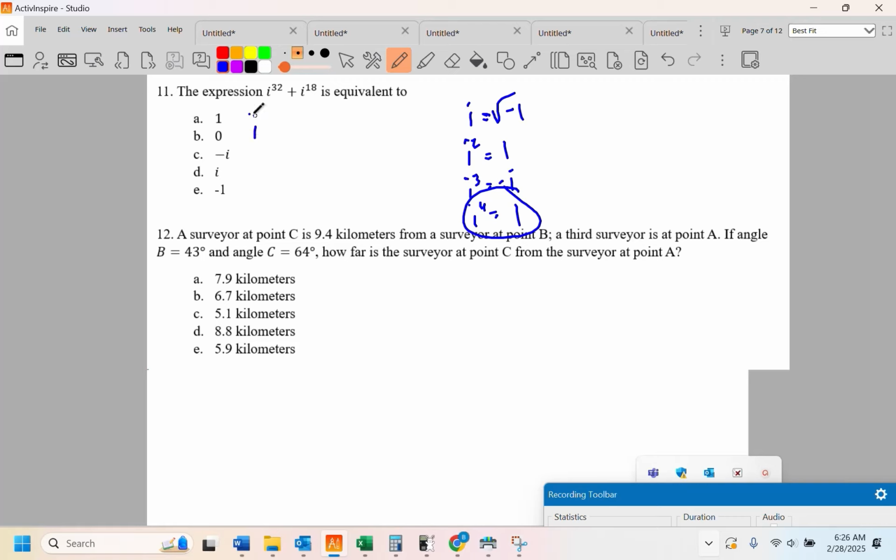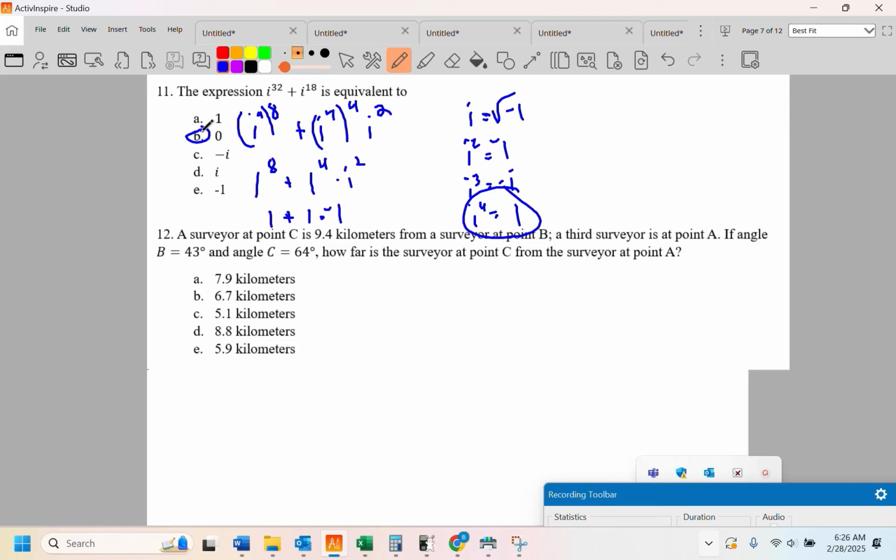i to the 32nd is i to the 4th written 8 times. i to the 18th is i to the 4th written 4 times, followed by an i squared, because 4 times 4 is 16, plus 2 is 18. 4 times 8 is 32. And i to the 4th is 1. So this just becomes 1 to the 8th, which is 1. 1 to the 4th is still 1. And then times i squared, which is also 1. And no, sorry, i squared is -1. I almost made a mistake there. So it ends up being 0.